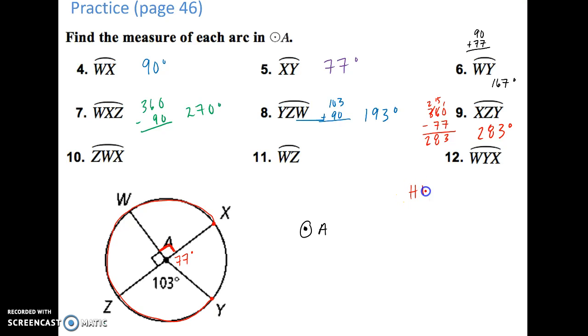Okay, for homework, I would like you to try numbers 10 through 12. Okay, the video is not finished just yet, but try those, pause the video, try those 3 on your own.